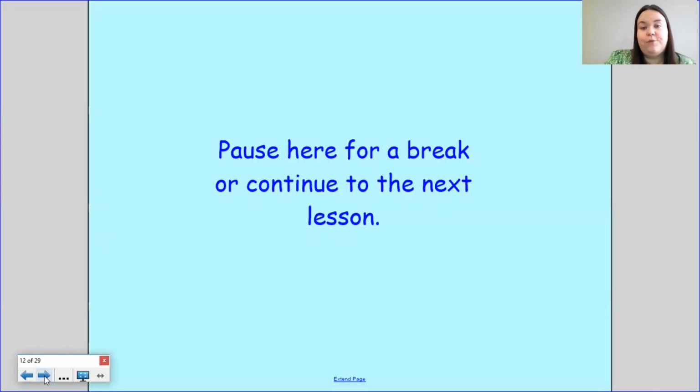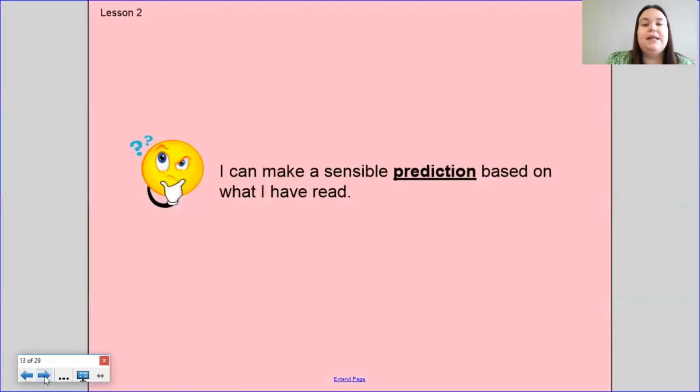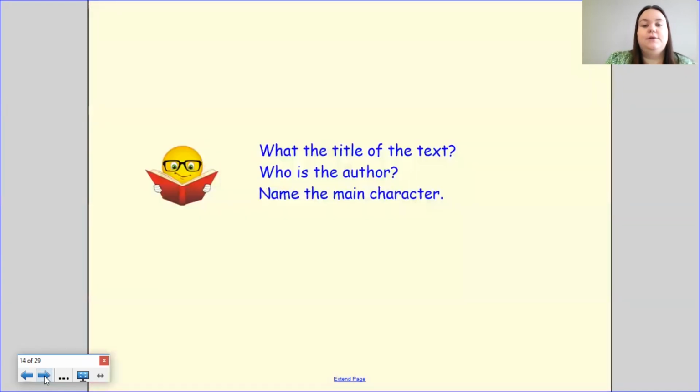You can pause here before the next lesson and continue tomorrow, or you can carry on today. Lesson 2. I can make a sensible prediction based on what I have read. So if you had a break from yesterday, I'd like you to refresh your mind and answer these questions.